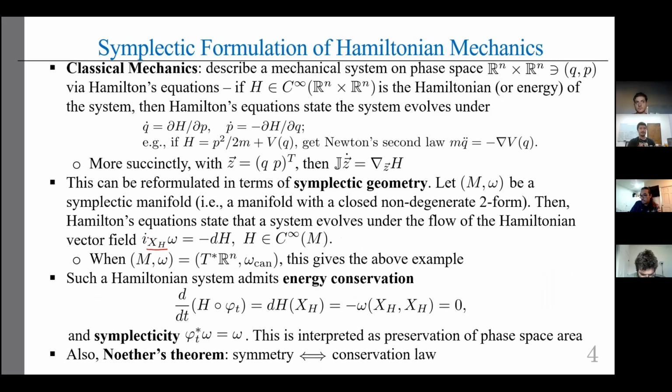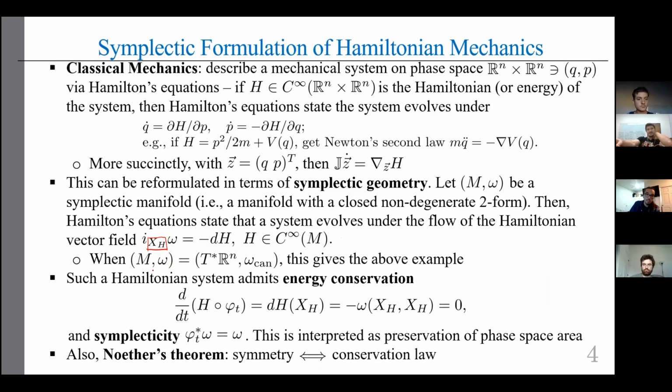Okay, so this is the Hamiltonian vector field X_H, and it's defined by this equation i_{X_H} omega equals minus dH. Because the 2-form omega is non-degenerate, it defines a bundle isomorphism between the tangent and the cotangent bundles. So this X_H admits a unique solution for a given choice of Hamiltonian.